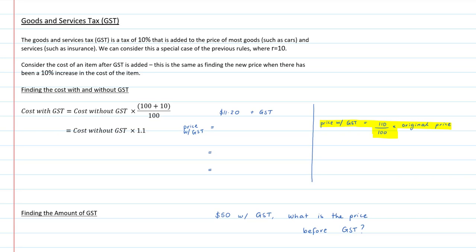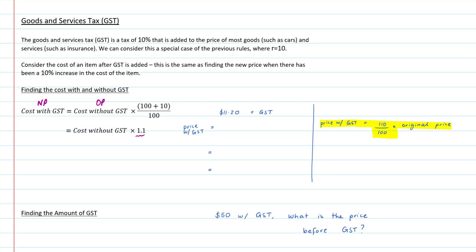We can consider this a special case of the previous rule where R is 10. So consider the cost of an item after GST is added. This is the same as finding the new price where there has been a 10% increase from the cost of the item. So the cost with GST is equal to the cost without GST, this is our new price, and this is our original price, times 100 plus 10 over 100. 100 plus 10 is 110, divided by 100 actually comes out as 1.1. So 1.1 is the magic number when it comes to GST. And we can also calculate the original cost by dividing by 1.1, which we'll get to.